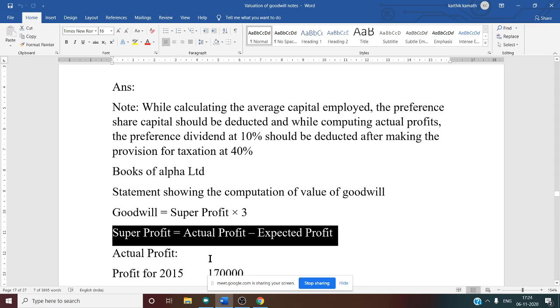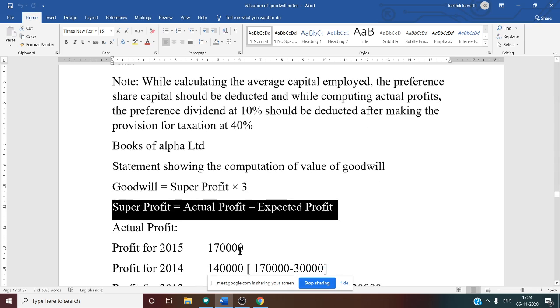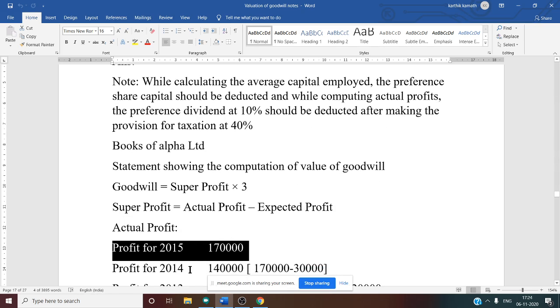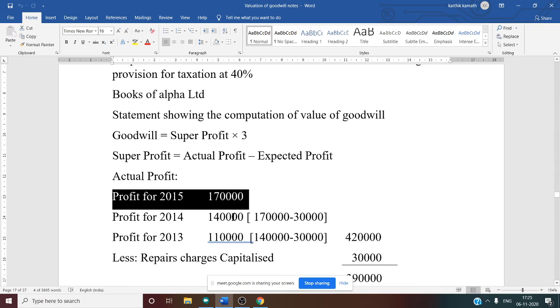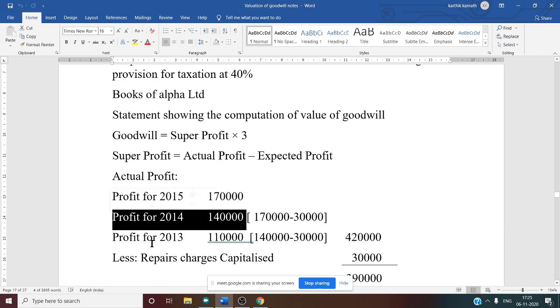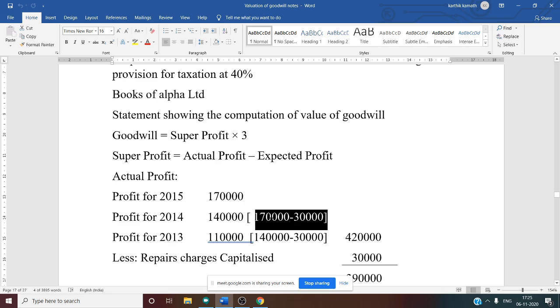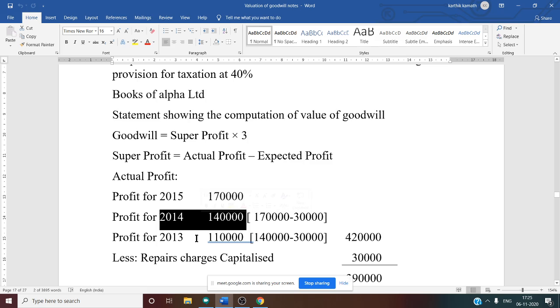Actual profit, for that, profit for the year 2015 is given in the balance sheet, liability side, under profit and loss account, that is 1,70,000. This is for 2015 profit, and we know that there is a 30,000 increase every year, so we can easily calculate previous year profit. Profit for the year 2014 is 1,70,000 minus 30,000. So you will get 1,40,000, that is profit for 2014.